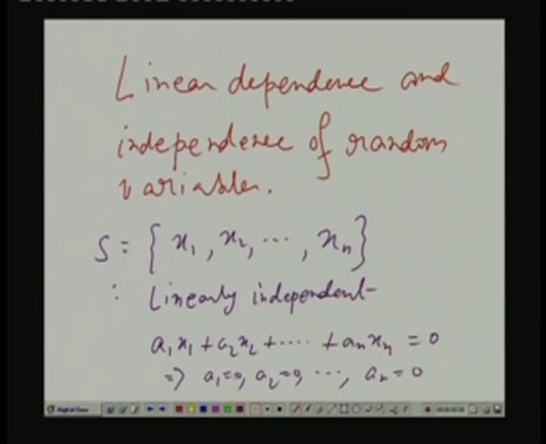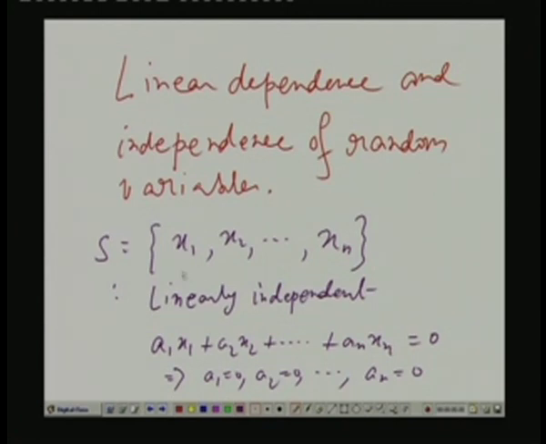In fact, suppose a1 is the only non-zero element, and the others are 0. In that case, you have just a1 x1 equal to 0. That means, since a1 is non-zero, x1 equals 0. That is, x1 is the 0 random variable. And if you have a 0 random variable in this set S, then the set is not linearly independent, because a 0 random variable can always be written as a linear combination of the rest. Just multiply each of the random variables by scalar 0: 0 times x2 plus 0 times x3 plus dot dot dot 0 times xn, and that makes it a 0 random variable.